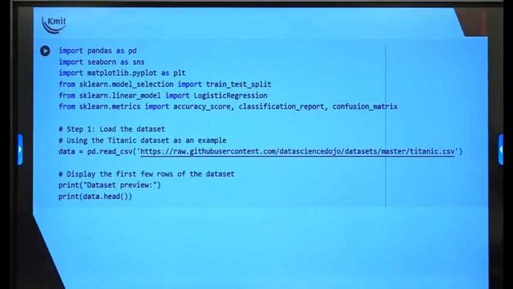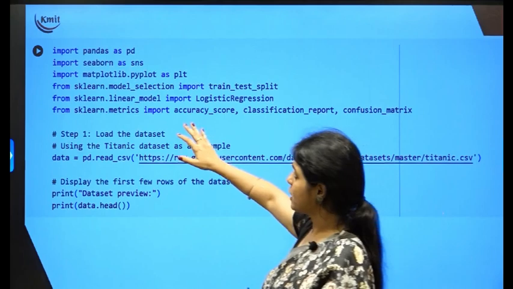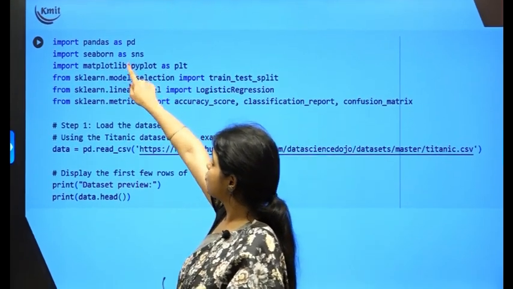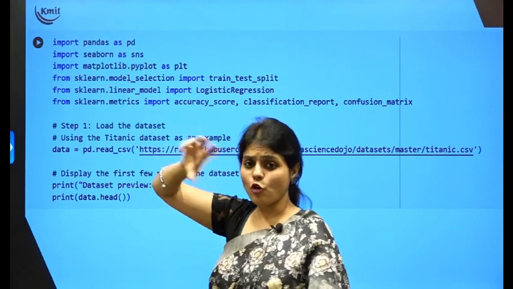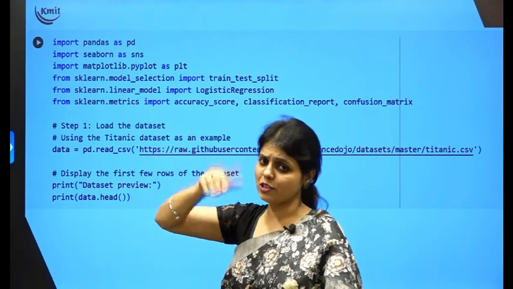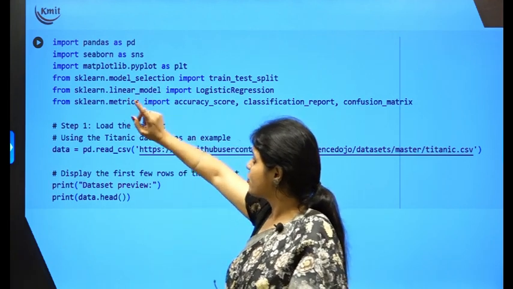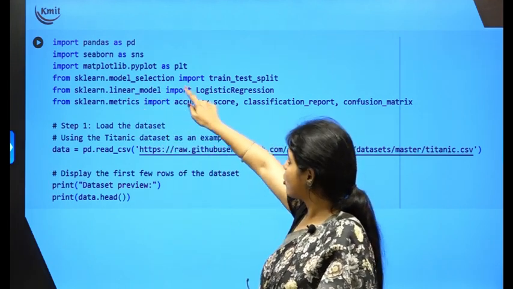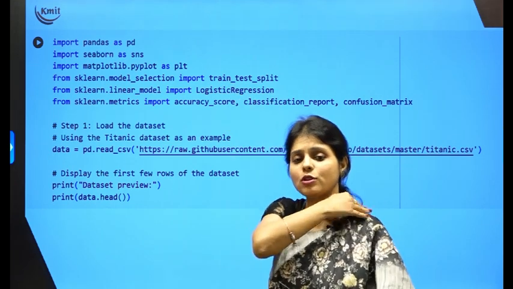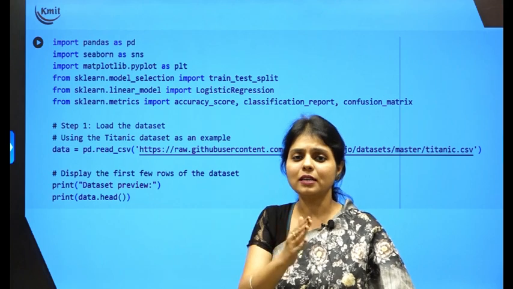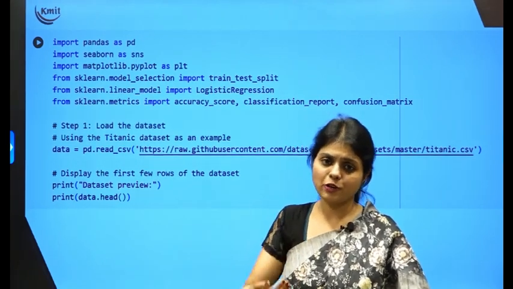Now let's see how we load the data set. Before we load the data set, we have to import the libraries. For this experiment, we import pandas for reading the data set, Seaborn for graphical visualization of the data set or the predictions, and matplotlib also for visualizations. From sklearn model selection, I've imported train_test_split. As I have told you, the entire data set is divided into train and test: train data for training your model, test data for checking the accuracy of the model.